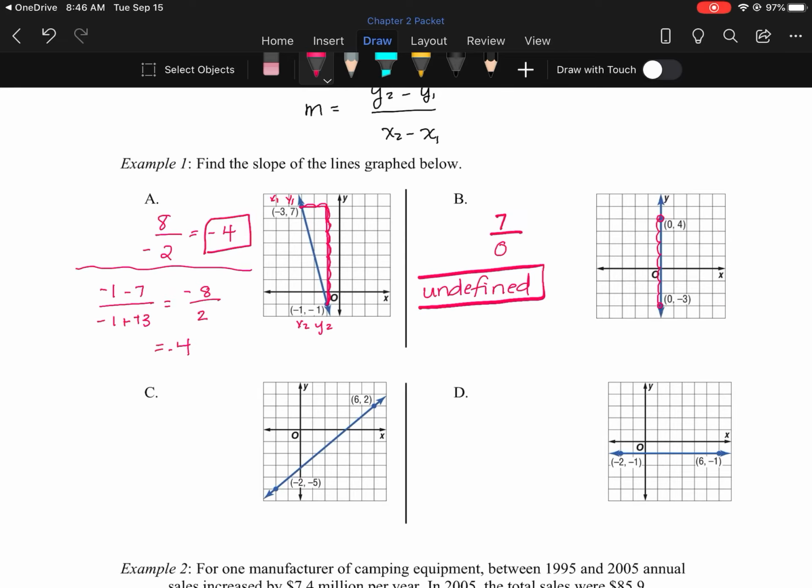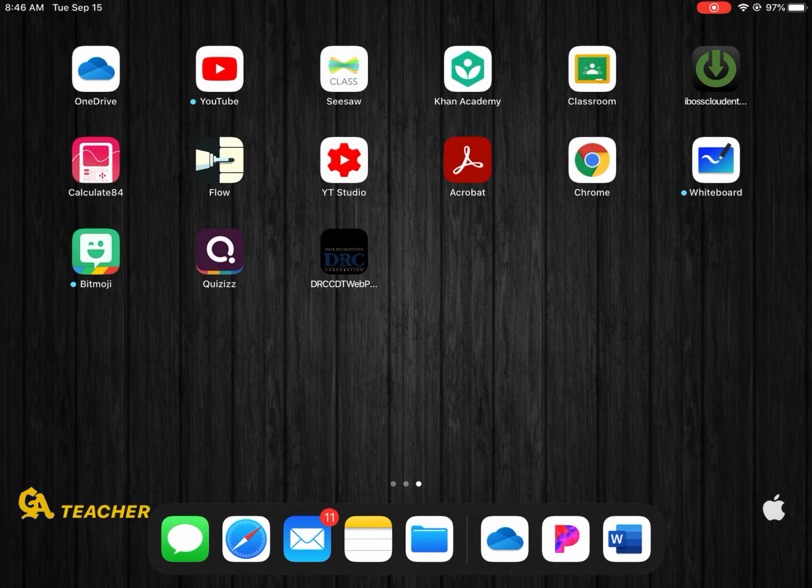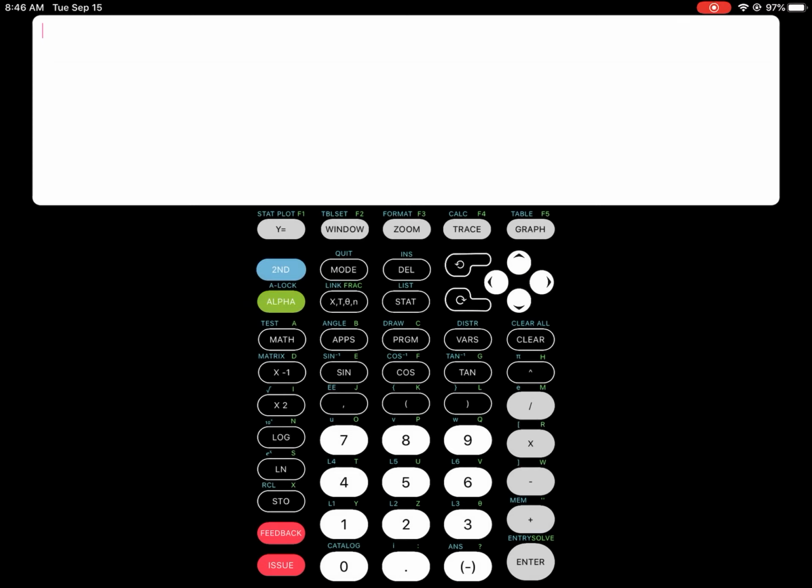If you forget which one is which, type this in your calculator. Let me show you now. I don't think I have my calculator open. Let me open it quick. If I type 7 divided by 0 and hit enter, notice how it gives me this overflow error. But if I type in 0 divided by 7, it gives me an actual answer of 0. So just keep in mind that if you get an error, that means it's undefined.